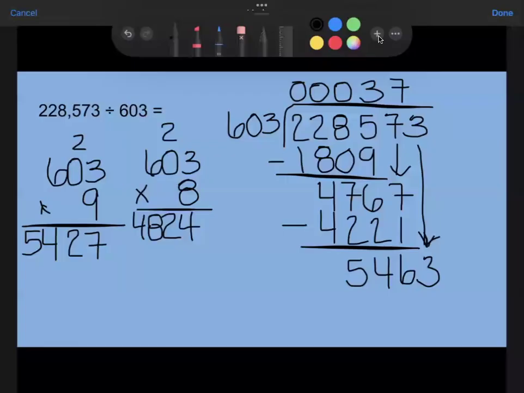All right, let's see here. Let me double check that. I feel like maybe I rushed that one. Just checking on my math. Okay. So 54,027. Okay, so 9 times. It looks right so far.